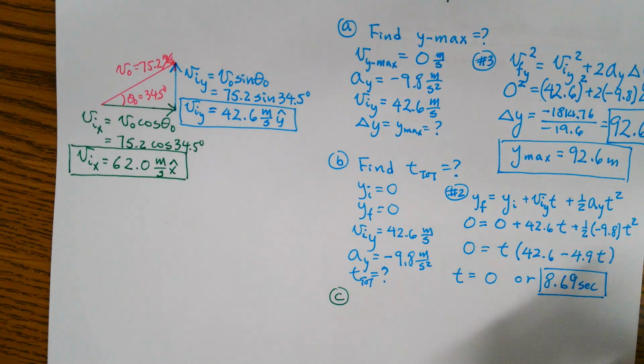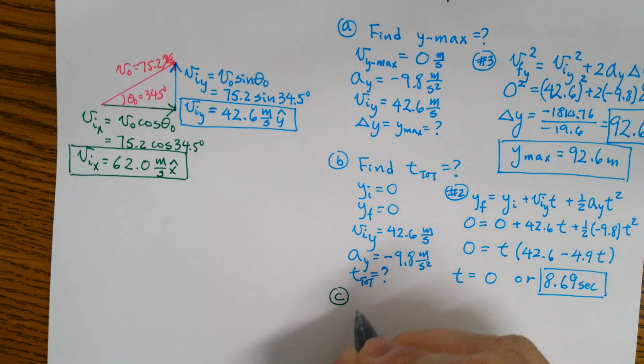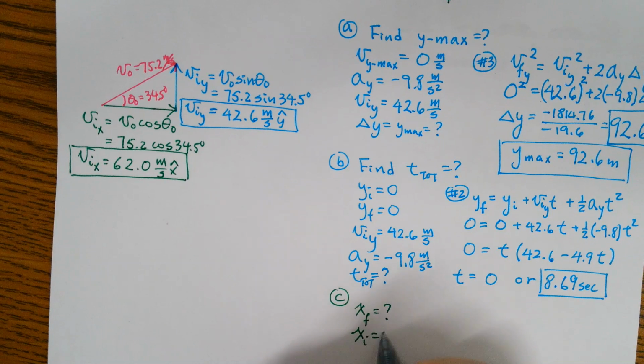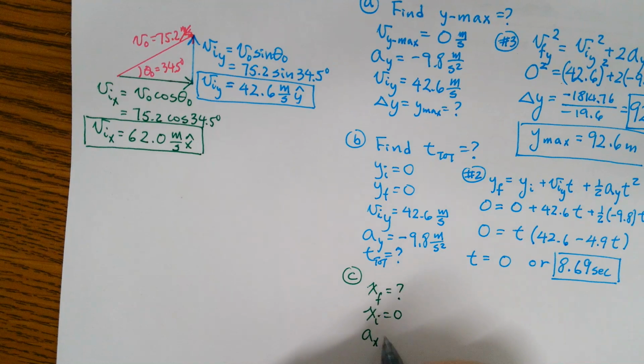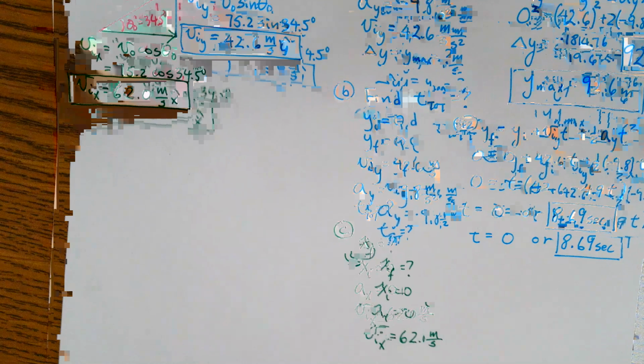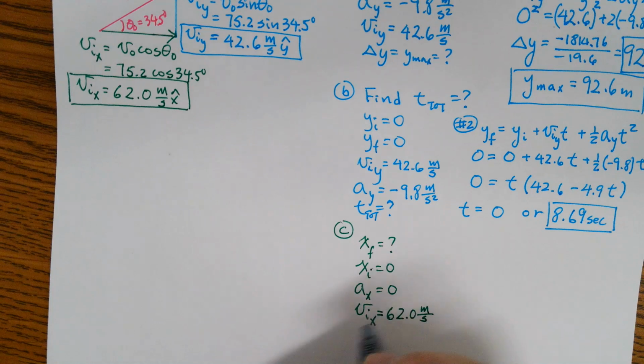Another way is, since we know time now, we can write down, we're looking for x final, right? We know x initial is 0. We know a sub x is 0. We know the v initial x is equal to 62.0 meters per second. And most importantly, we have time. And this time for the total travel is 8.69 seconds.